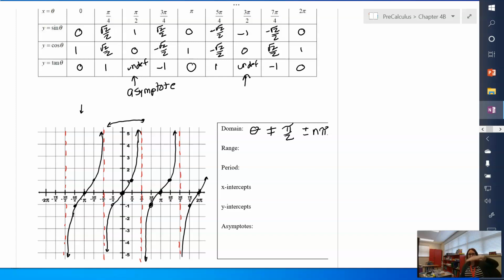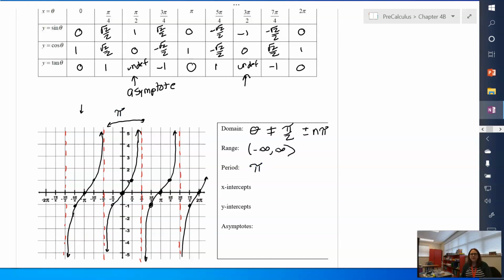My range, that's going to be the up and down, the y-axis. And all values are allowed there. So this is going to be all real numbers, or I can just say negative infinity to positive infinity. Next is period, and the period means how far until it starts repeating itself. And notice it repeats, it has negative pi over 2 to pi over 2, that's one cycle. Then it repeats again the following pi, and it repeats again the following pi. So our period is actually pi in width.